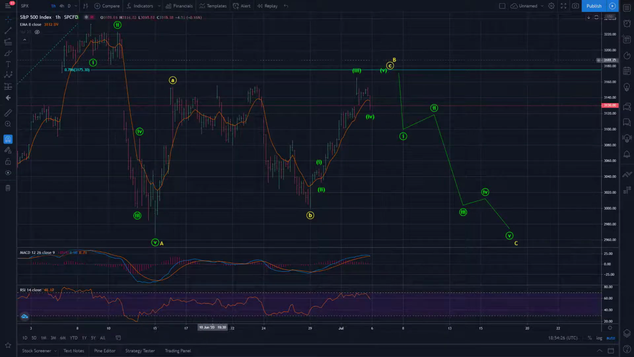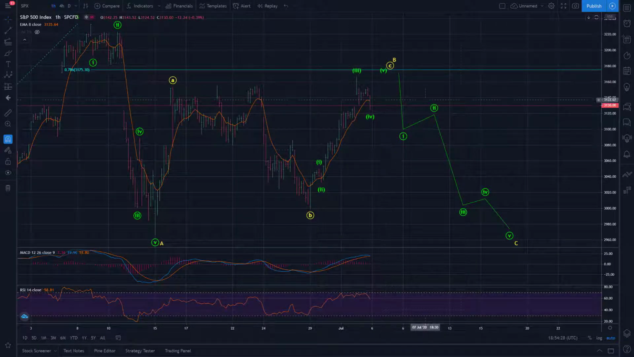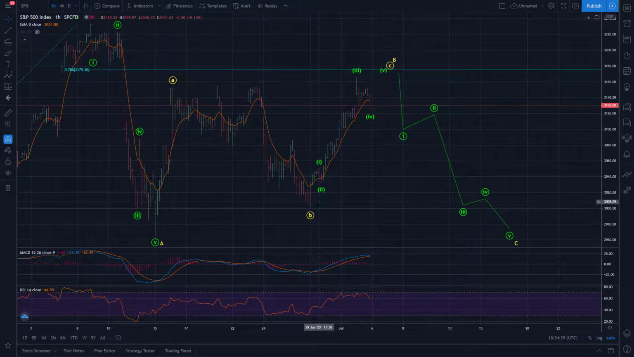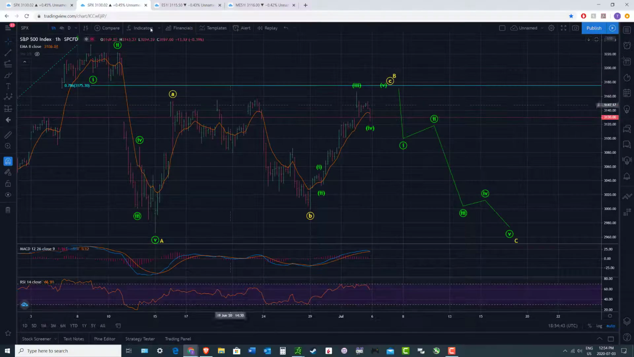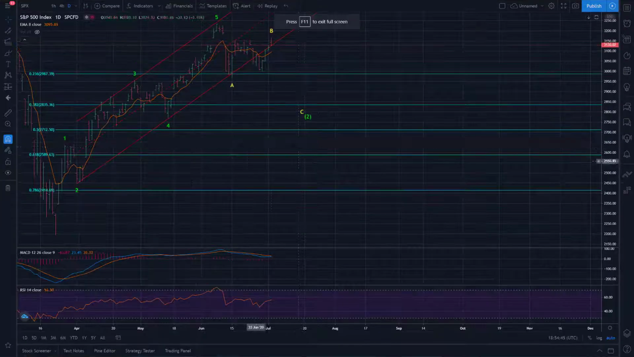But that's what the pattern is. It's meant to frustrate, and then finally you get the resolution. And in this case, we're looking for that C wave down. But I'll leave it there. I think I've explained my take here in fairly good detail. Now back to the daily chart.